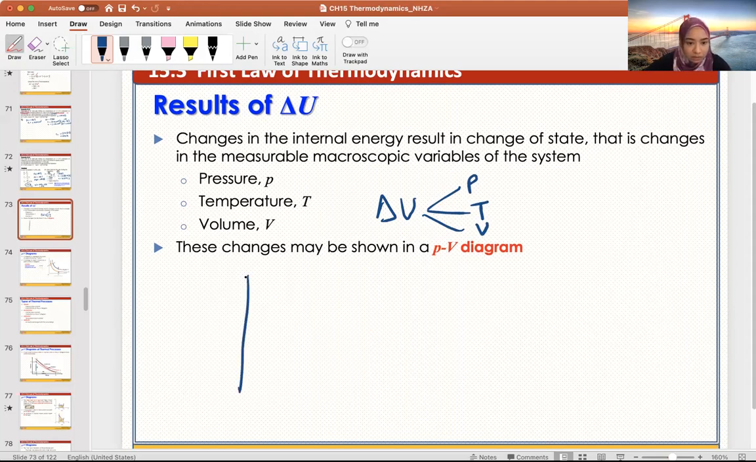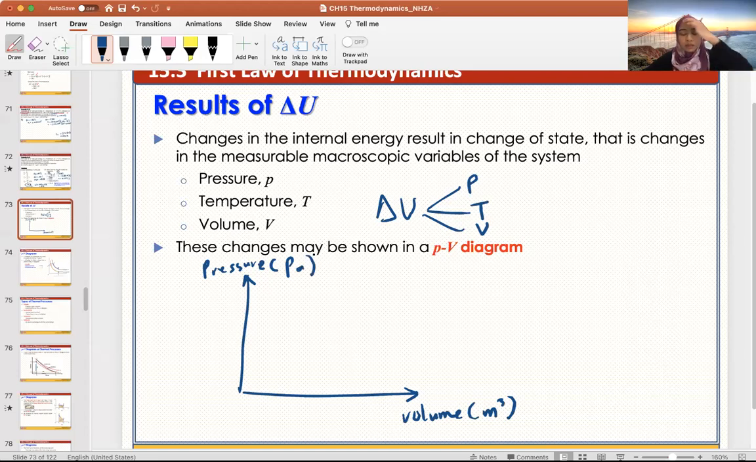It looks like this. V is here, volume in meter cube, and P is in Pascal. Don't write P, write pressure, which is in Pascal. And you have learned to do these graphs in your lab, so that's great.